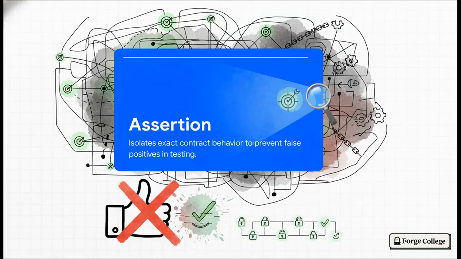This whole debugging process highlights exactly why precise assertions are absolutely critical. An assertion isolates the exact contract behavior being validated. A vague call-succeeds check might hide a catastrophic logical flaw behind a seemingly green checkmark. We want absolute precision here, not just a generic thumbs up.